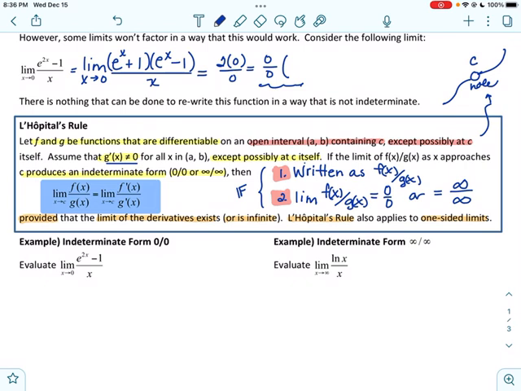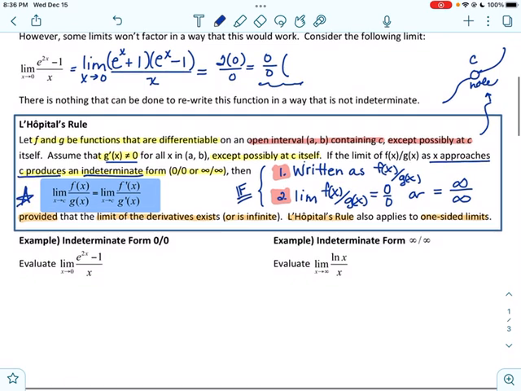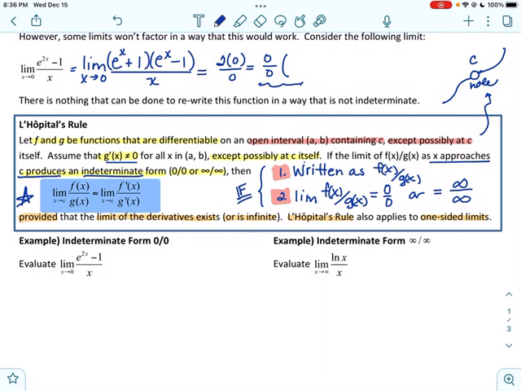Assume that g prime does not equal 0 for all x in (a, b), except possibly at c itself. If the limit of f of x over g of x as x approaches c produces an indeterminate form of 0 over 0 or infinity over infinity, then. So this is the then. Now here's the if one more time. If your function can be written as f of x over g of x as a fraction, and f prime and g prime exist, except possibly at c itself, and the limit is indeterminate, then we can apply L'Hopital's rule. Sometimes it's not written in a fraction, but we're able to rewrite it in fraction form and then apply L'Hopital's rule.